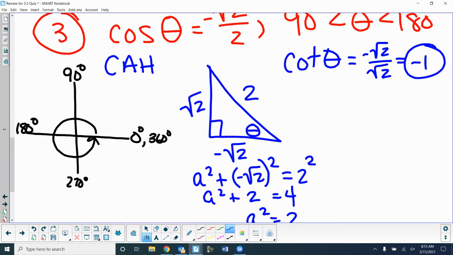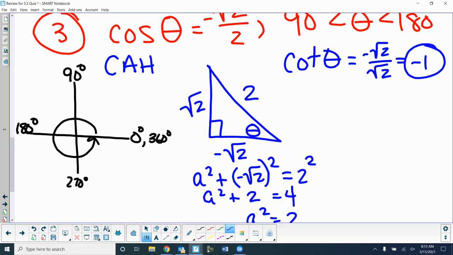So when I say show your work, find the exact value, I want the picture, and then I want the fraction answer. I don't want the decimal answer. Sometimes we get whole numbers, that's nice. That works out like that. Questions on number 3? Simple, you can do it, no problem, right?